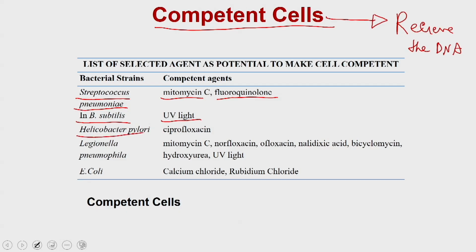Similarly, Helicobacter pylori, the bacteria which is responsible for ulcers, you have to treat with the chemical called ciprofloxacin. And in the other kind of bacteria, Legionella pneumophila, you have chemical treatment as well as physical treatment such as UV light or hydroxyurea. And in the case of E. coli, you can use calcium chloride, rubidium chloride, or magnesium chloride for making them competent.